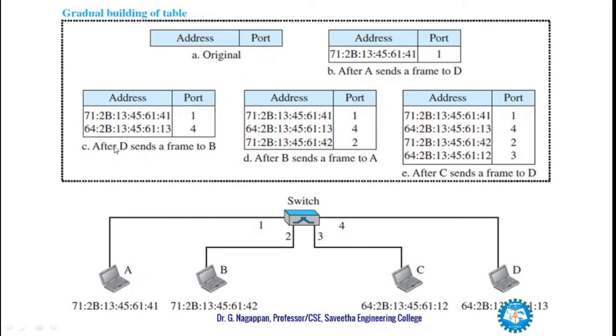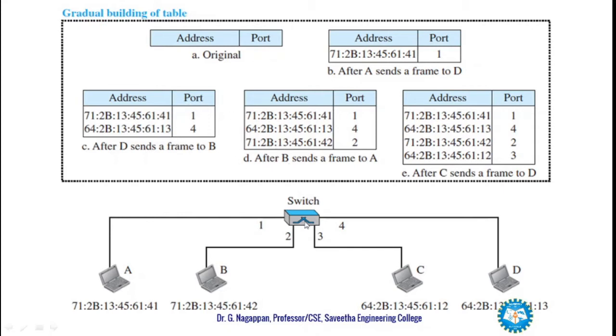Fine. Then D sends a frame to B, so that data comes to the switch. The switch does not have any information about B, right? So it broadcasts anyway. At the initial stages, it broadcasts to everybody, and only the intended recipient saves it, others discard it. In the same way, it stores the information of D and broadcasts it to everybody. After that, the table has two lines.